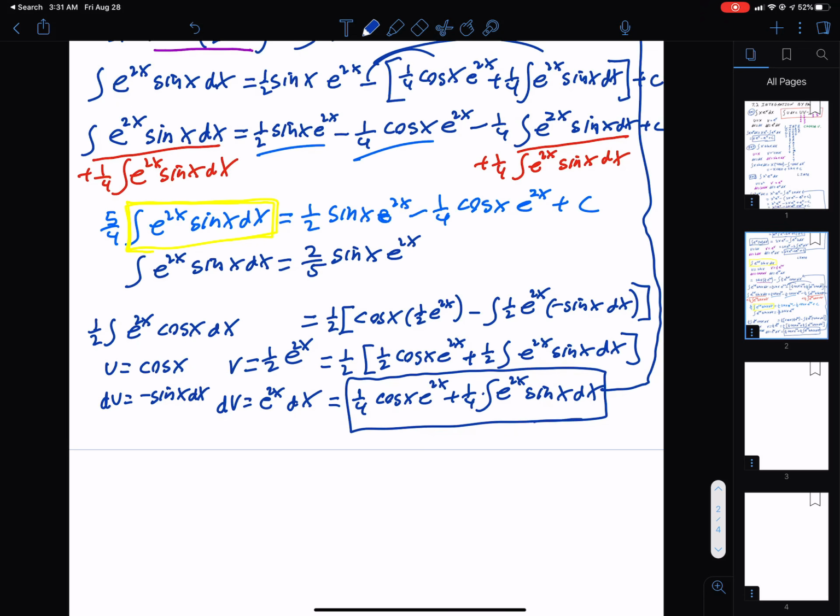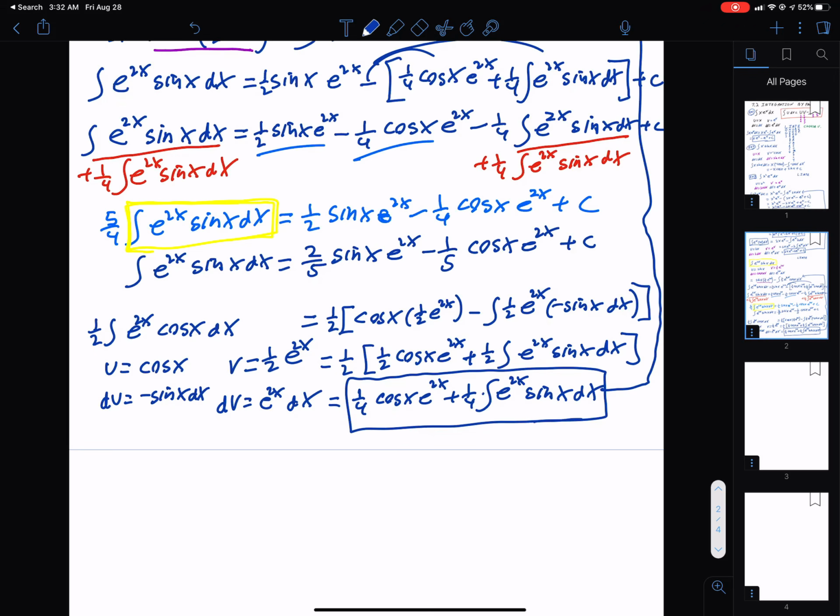4/5 times 1/4 is 1/5. And here I'm getting a little tricky. 4/5 times c is 4/5 c. That's just a constant, so I'll still call it c because we just have a constant out here. Let me fix my 5.